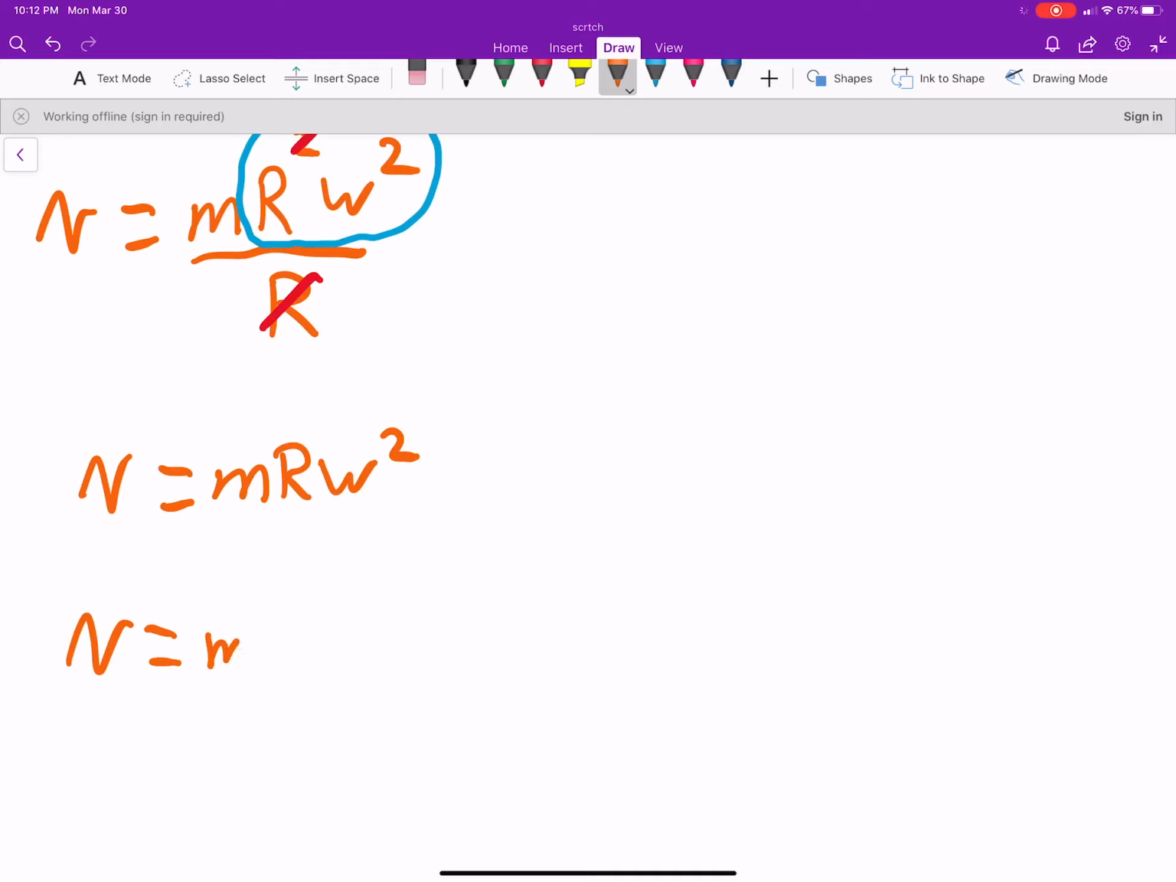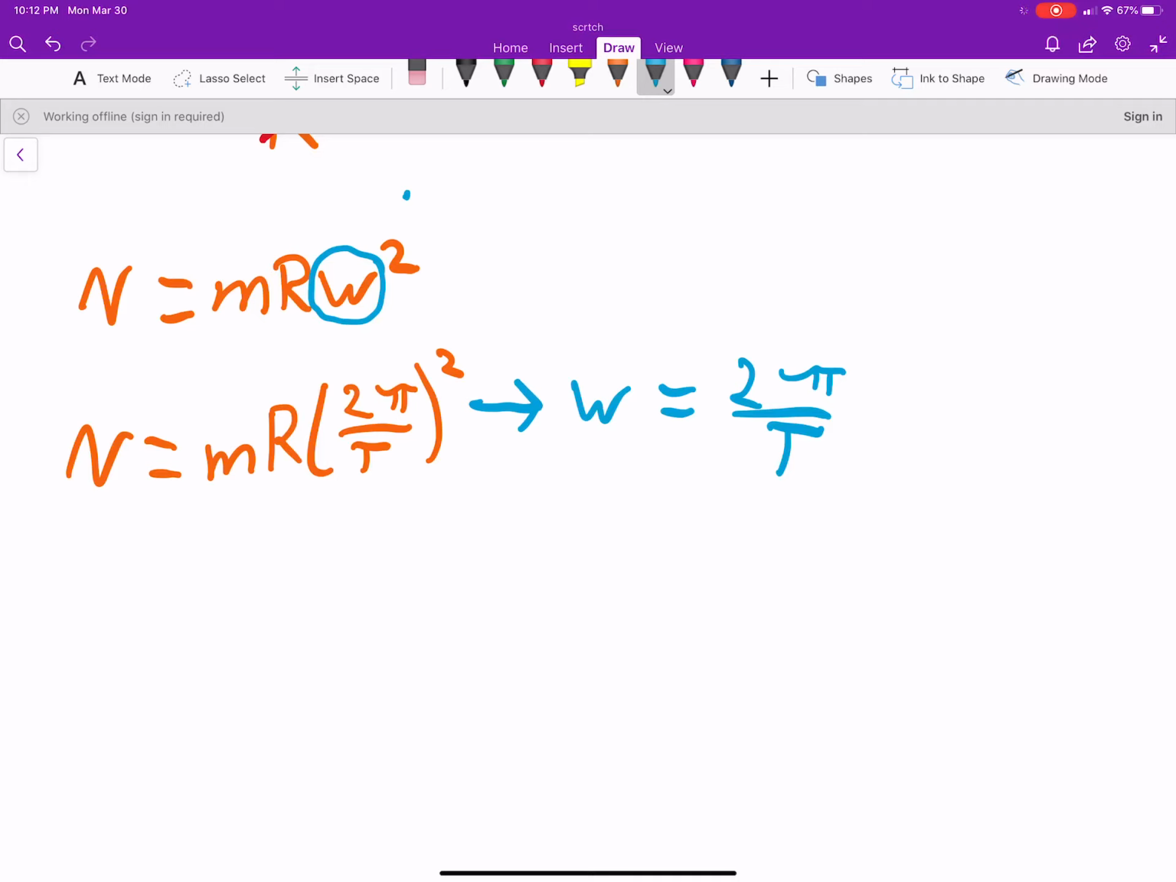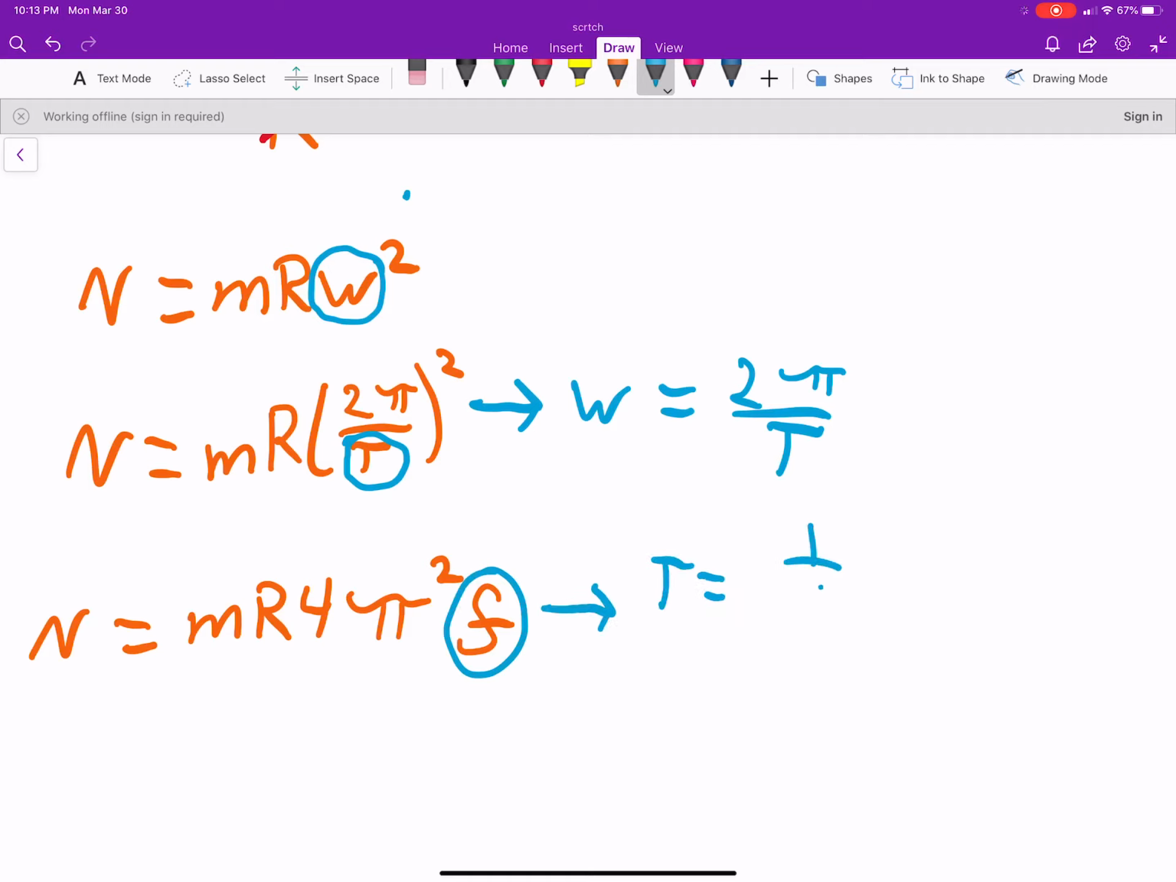But again, we can rewrite this. m r times 2 pi over the period, and all this is squared. Why? Because omega equals 2 pi over T. We also don't know omega, we don't know the period either, but we have one more relation we can take advantage of, and that's by saying N equals m r, let's see, 2 squared is 4, pi squared is pi squared, times the frequency squared. And that's because the period T is equal to 1 over the frequency.